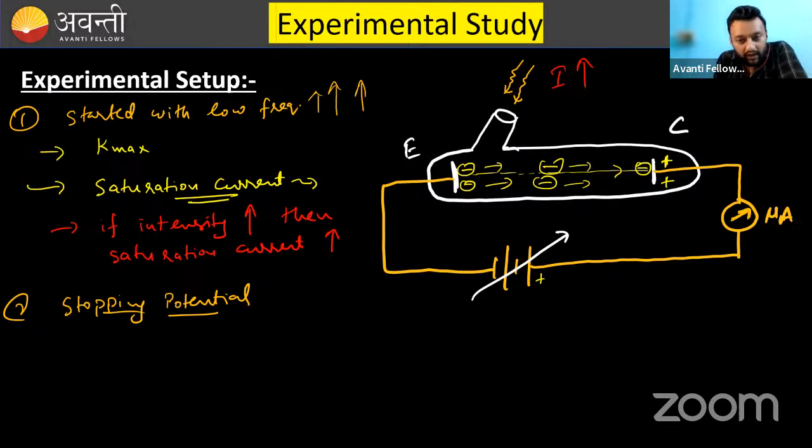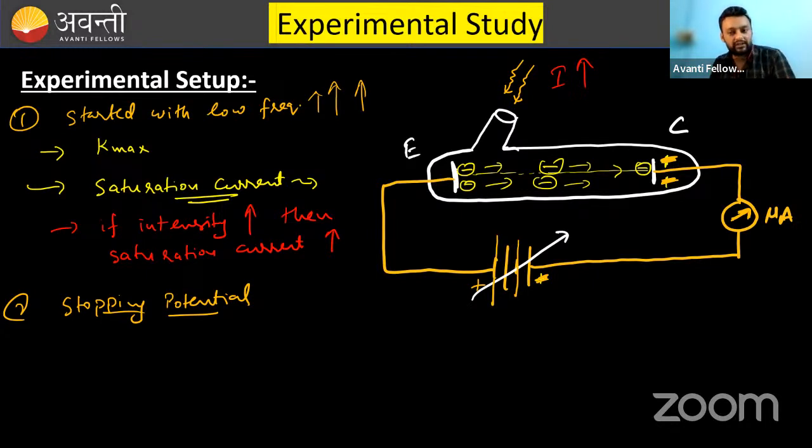Now stopping potential. Let's suppose I am changing the terminals of this battery. This becomes negative, positive, negative, positive. That means I have changed the terminals of the battery, so this collector becomes negative. Keep everything in mind. If this collector becomes negative, this collector will repel the electrons and oppose the motion of electrons towards itself.